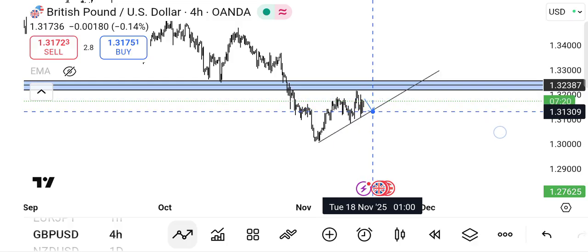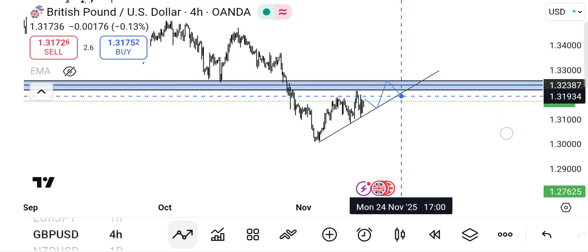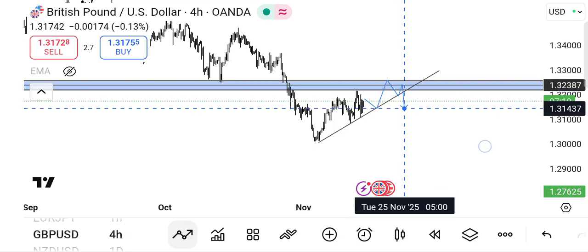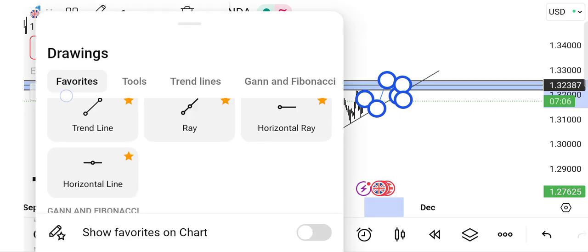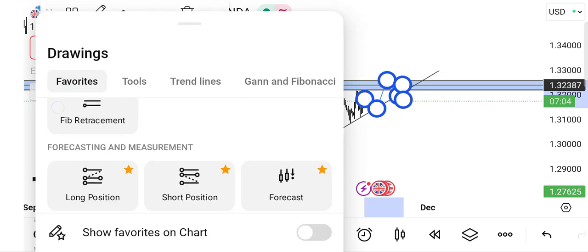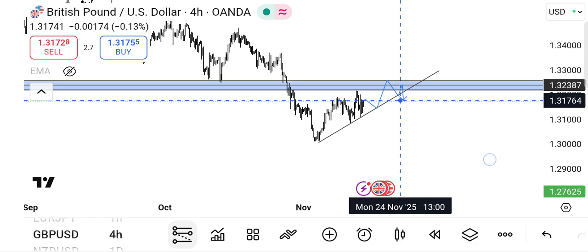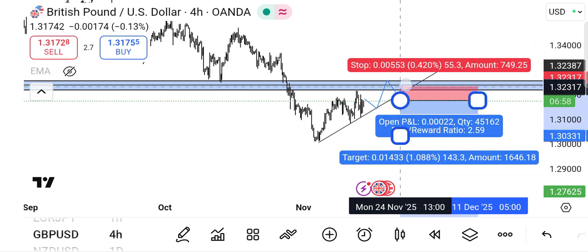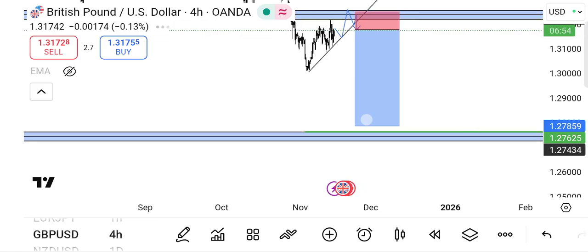So push back to this zone, push back down, come back here, maybe a little bit of push to the downside, small, then down here. So we'll be looking for selling opportunities. Short position. We're going to be entering from here. If the market does exactly like this, then our next take profit will be here.